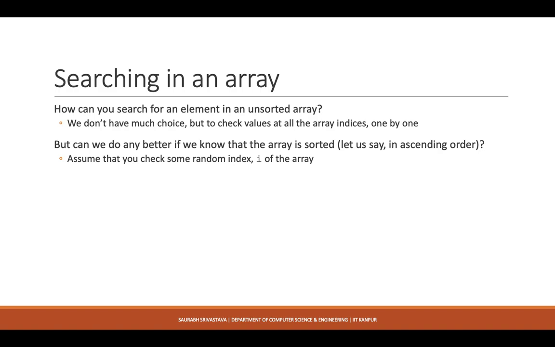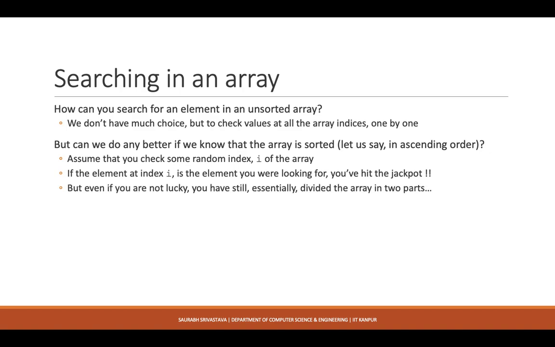Your indices range from 0 to size minus 1, and you have picked some value of I. And now what you do is you check what is the element at this particular index, and if this is the element that you were looking for, you've hit the jackpot. So you have searched the element successfully. But even if that element is not really what you were looking for, you still have a hint, right? What is that hint? You have actually again divided the array into two parts, and this is a very common thing that we do in problem solving. Whenever we are trying to solve a problem using arrays, we just try to make it smaller. At each step, I'll try to make my problem slightly smaller than the problem at the previous stage.